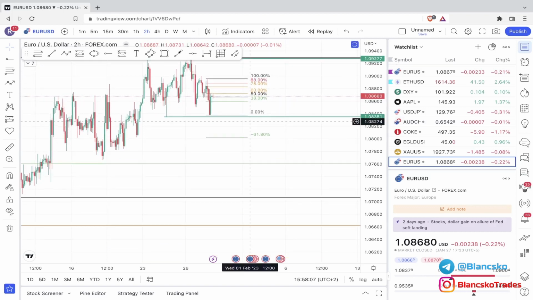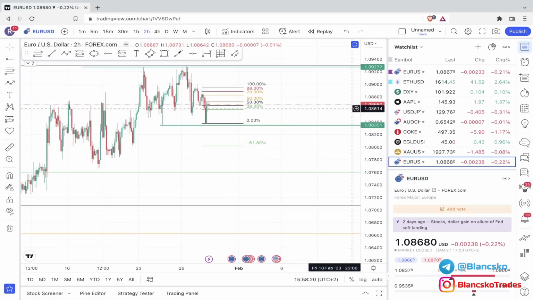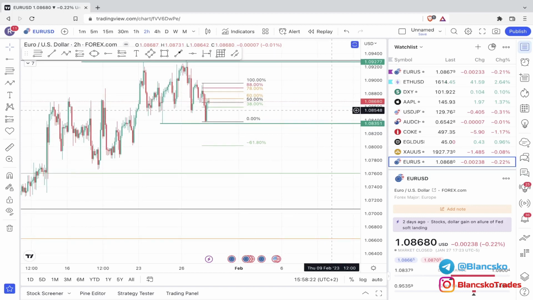So once again, personally, of course, take this with a grain of salt. This is not financial advice. This is just my opinion on the euro dollar pair. You do your own research and manage your risk. I'm not a financial advisor. This is strictly my own personal view, my own personal opinion on the euro dollar chart.